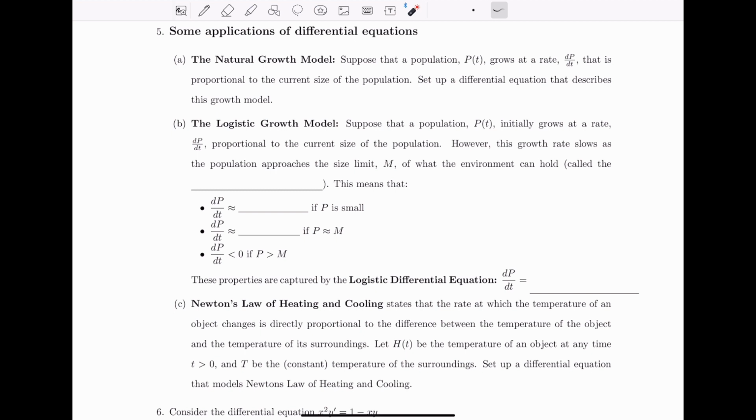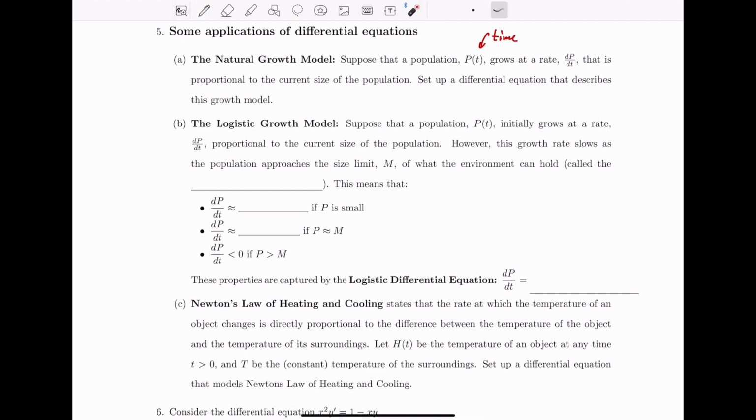We'll just look at 3 real-life applications of differential equations here, and some of these we'll study more in depth later. First of all, let's consider the natural growth model. We're thinking here of a population. This could be a population of insects, it could be a population of bacteria, whatever we want really. But let's suppose that a population, which we'll call P, is a function of time. The T here is the time variable. So we're thinking of population changing over time.